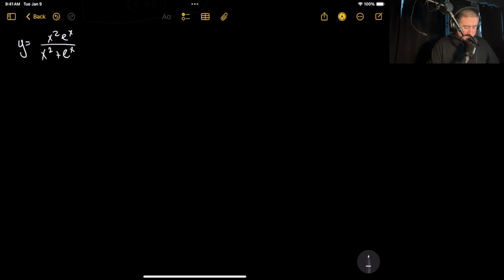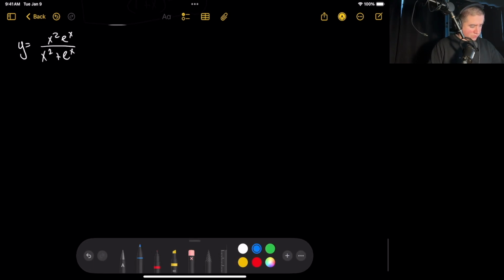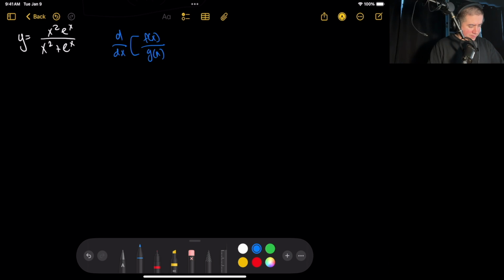So let's get started with this problem. We're going to have to use the quotient rule, so let me remind you guys what that is. The quotient rule is, if you see d over dx, or you're taking the derivative of two functions, one being divided by the other, we're going to have g of x times f prime of x minus f of x times g prime of x, over g squared.